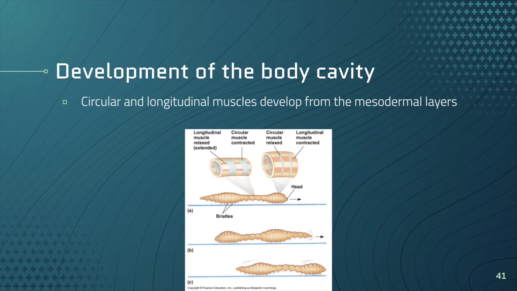From the development of the body cavity, 2 muscle groups will also develop. The circular muscles, which contract the width of the worm, and the longitudinal muscles, which contract the length of the worm. Using a combination of muscle contractions between these sets of muscles and rhythmic coordination produces the stylized movement called peristaltic movement.